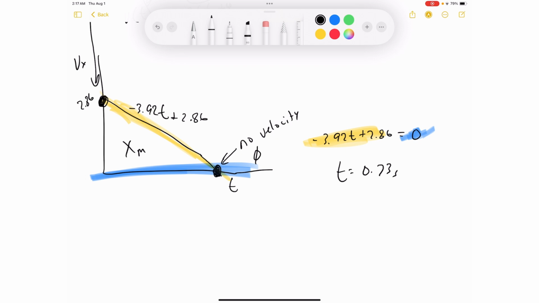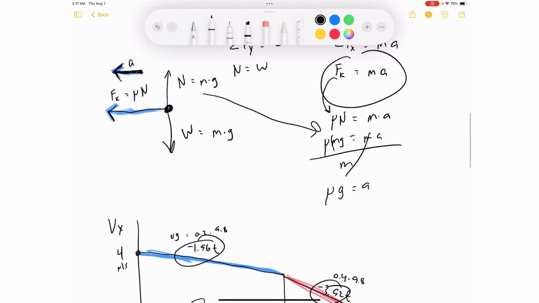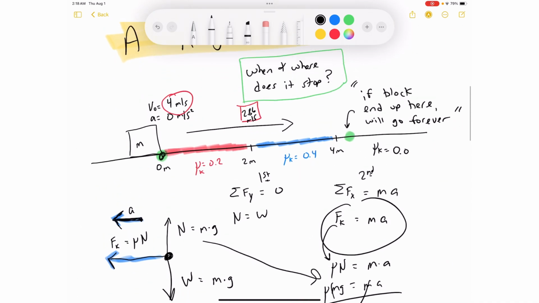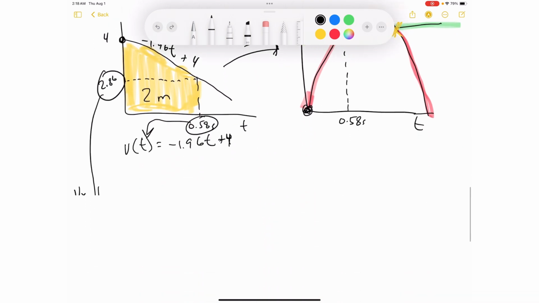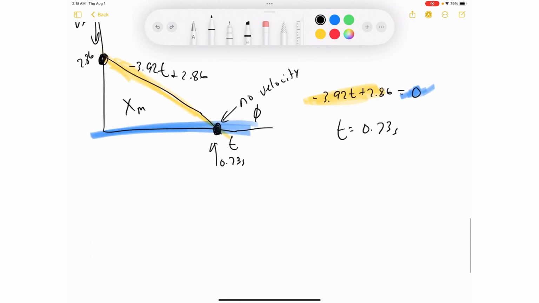Okay, and so that's right here, 0.73 seconds. So starting from here, at 2 meters, 0.73 seconds later, it will stop. I don't know where it is, somewhere over here, it'll stop, okay? But where is that? That's what we're going to find out now.